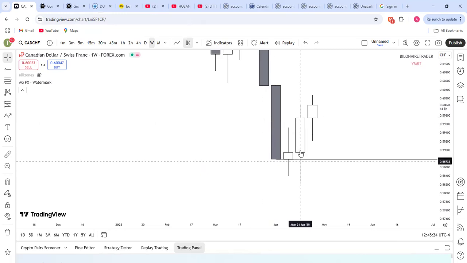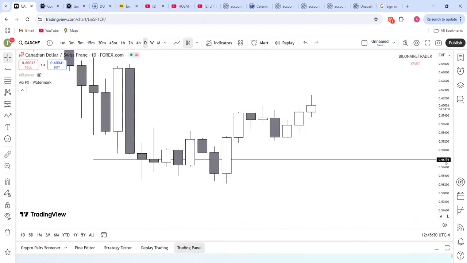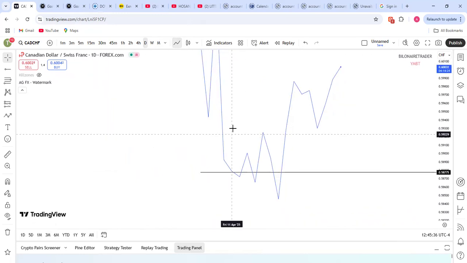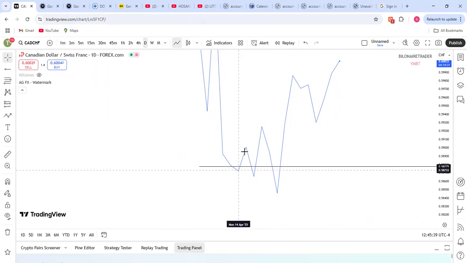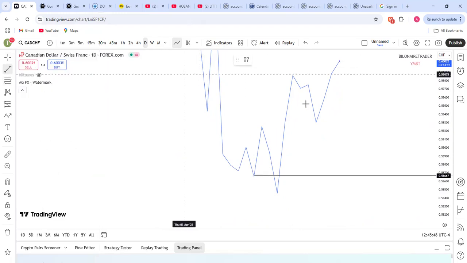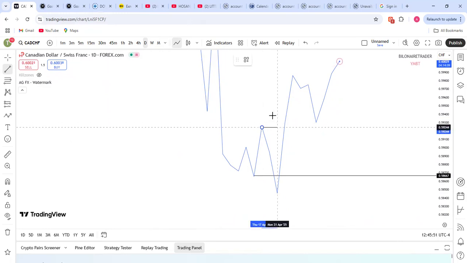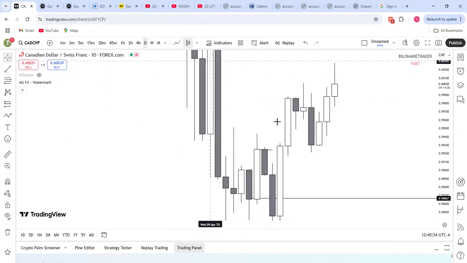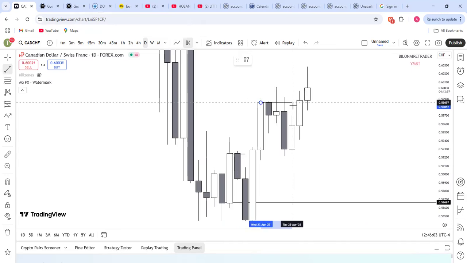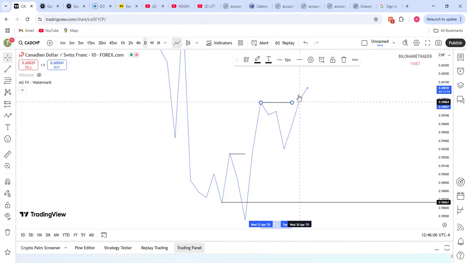But after we have this closure above, we want to see what daily looks like. Could we get a breakout on the daily? If we scale down to the daily, what do we have? You can see this lower high, lower low. We break to the upside, then we came down. We had this sweep, and then we had a break to the upside. So our daily is bullish, right? In fact, look at the most recent breakout. The guy broke out already.